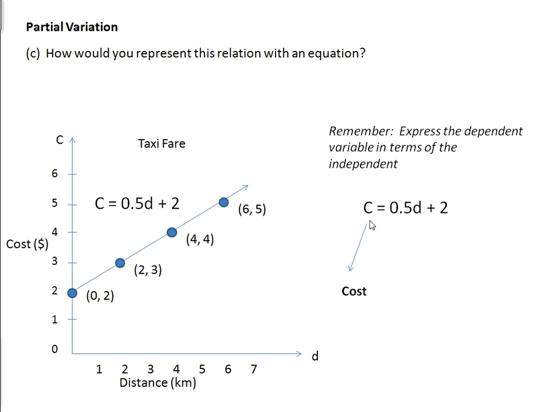So C, our dependent variable, represents cost. We have our variable cost, which is 0.5, or 50 cents per each kilometer driven. So it's the rate of change times the independent variable plus the fixed cost.